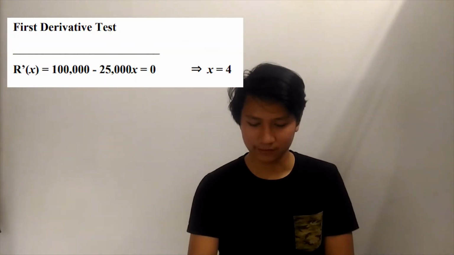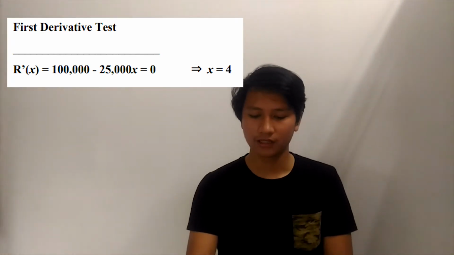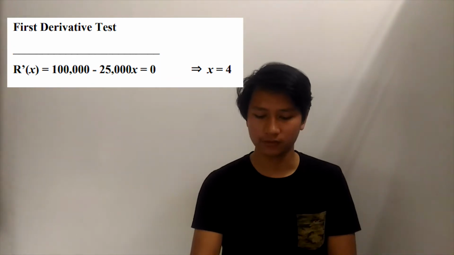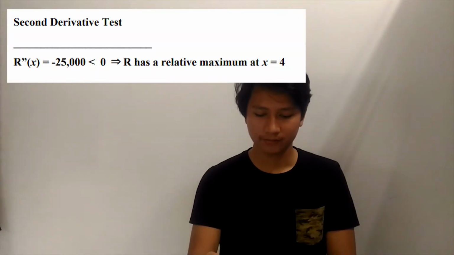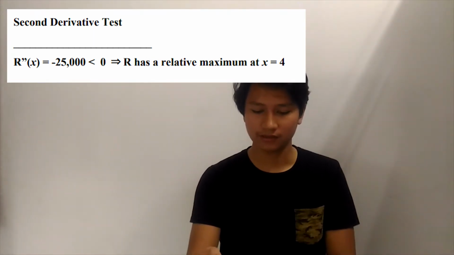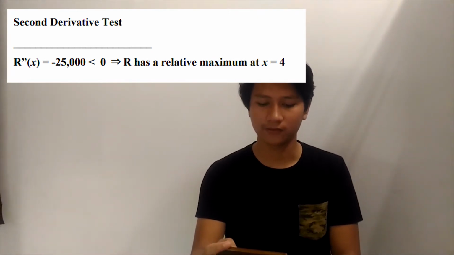Now the first derivative test, we will differentiate: R'(x) equals 100,000 minus 25,000x equal to 0. Then we will get x equal to 4. The second derivative test: next, R''(x) equal to negative 25,000, which is less than 0. So R has a relative maximum at x equal to 4.